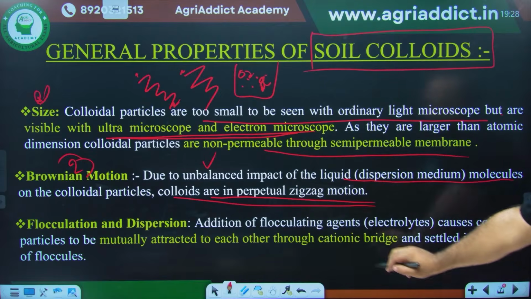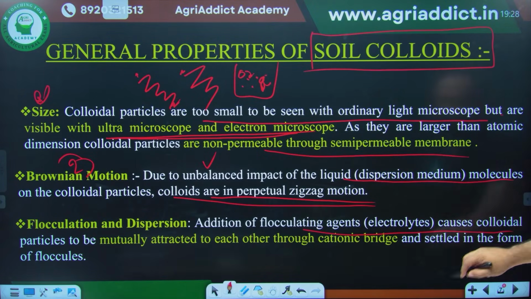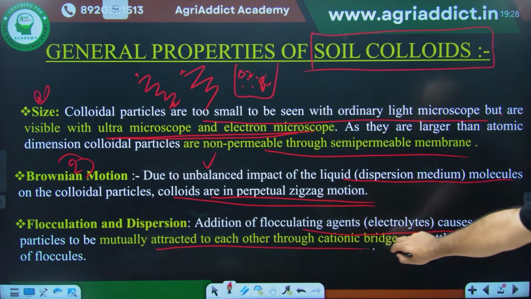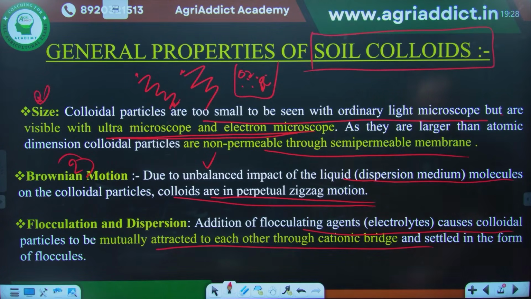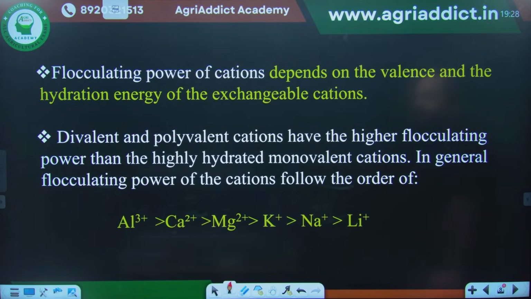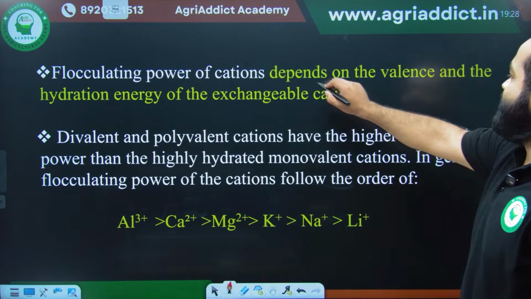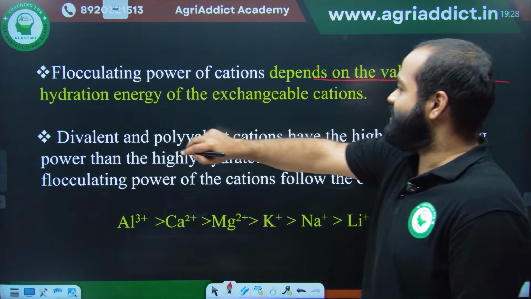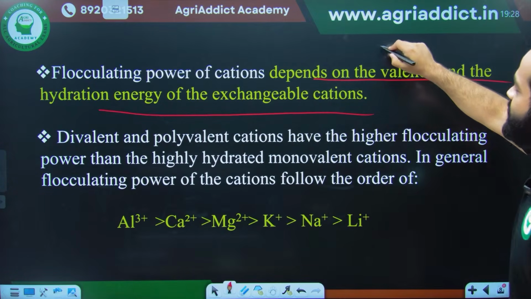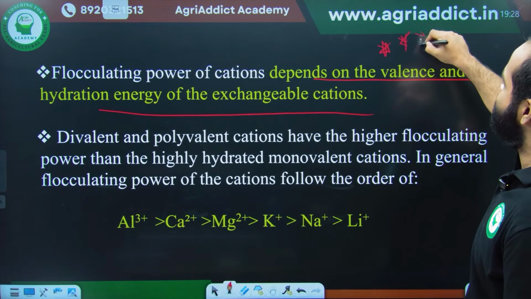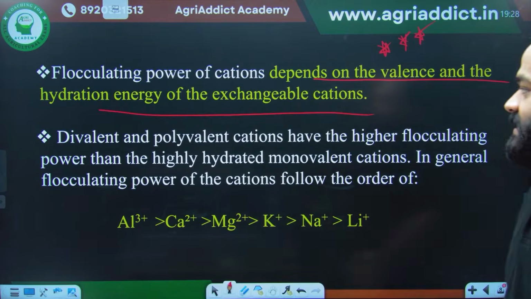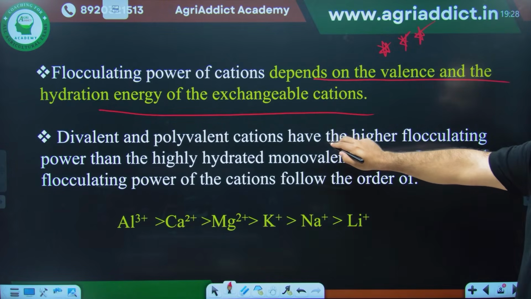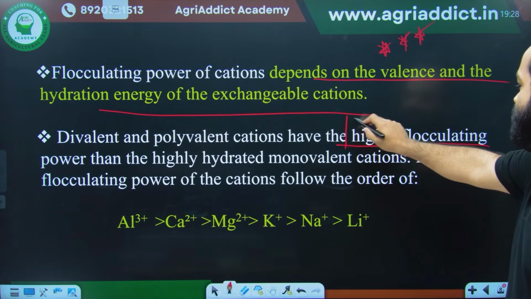Flocculation and dispersion. Addition of flocculating agents like electrolytes causes colloidal particles to be mutually attracted to each other through cationic bridge. All right, what a cationic bridge is, we will see later, and the particles settle in the form of floccules, right? Flocculating power of cations depends on the valency and the hydration energy of the exchangeable cations. This is very, very important. This statement can come in a statement based question. This statement can come as assertion reason as well. So divalent and polyvalent cations have the higher flocculating power, we all know.